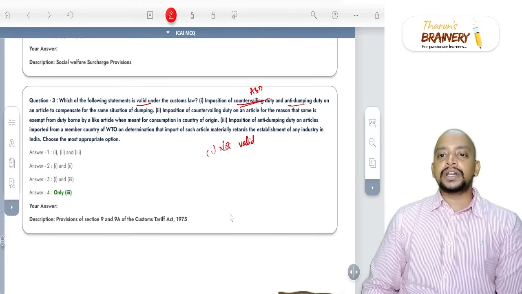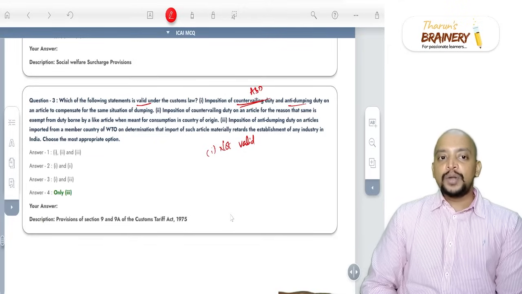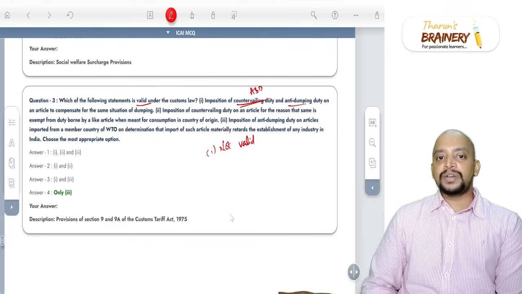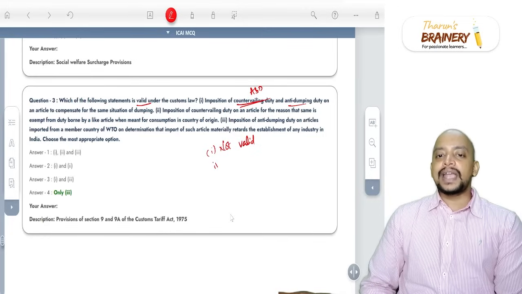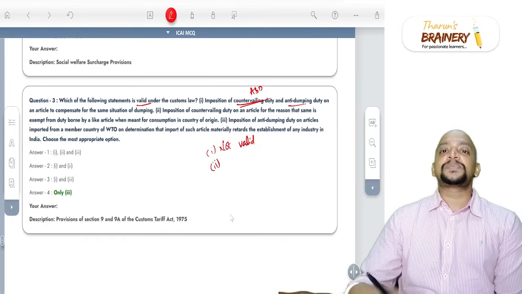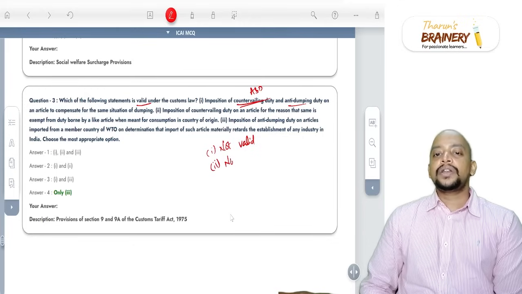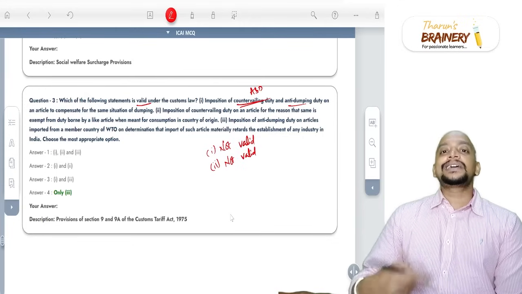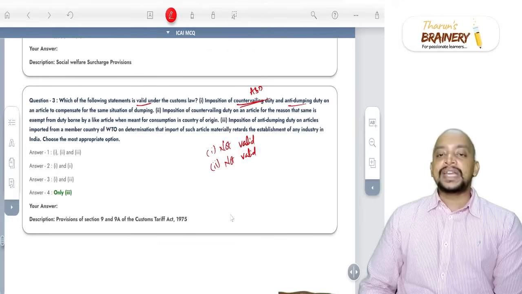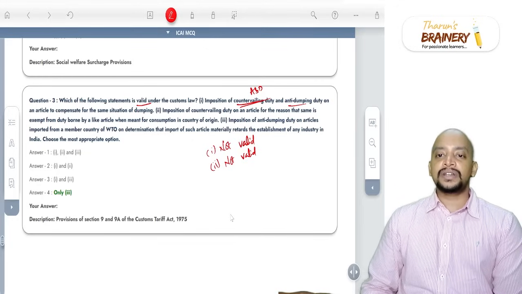Imposition of countervailing duty on an article for the reason that it is exempt from duty borne by a like article when meant for consumption in the country of origin. No. If it is exempt from duty, that does not mean a subsidy is given by the exporting country. Not valid. There should be a subsidy given by the exporting country and that article should be imported into India. Exemption does not mean there is a subsidy given.